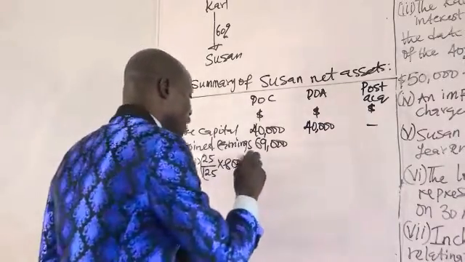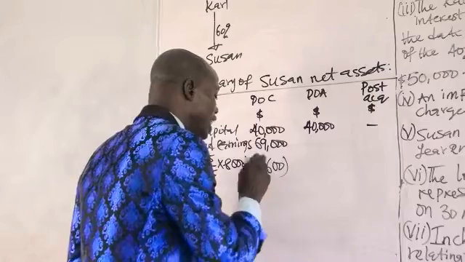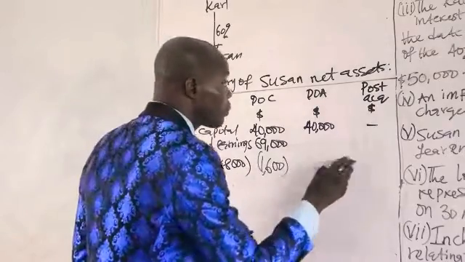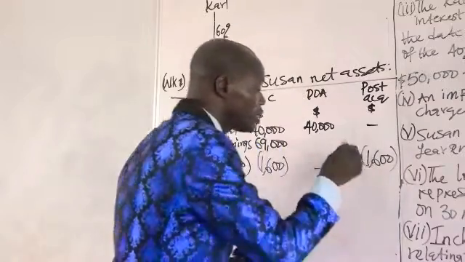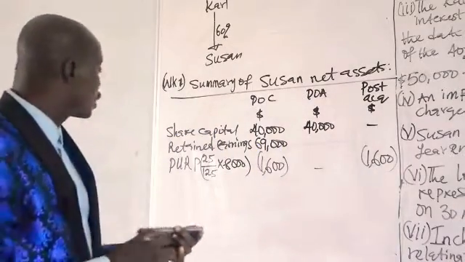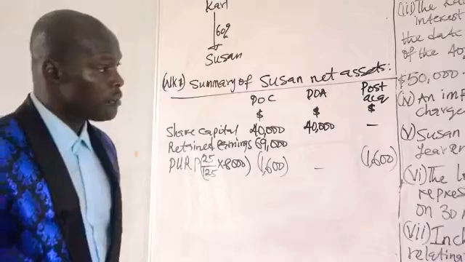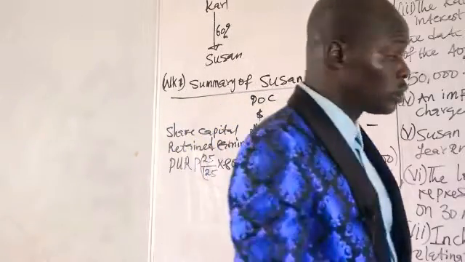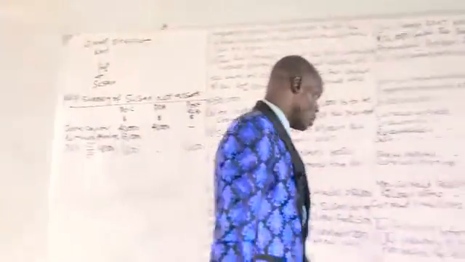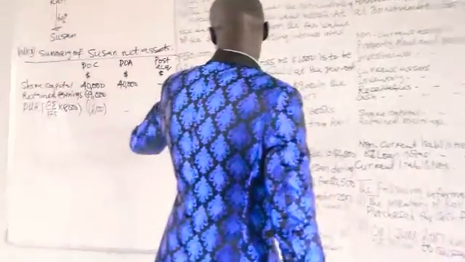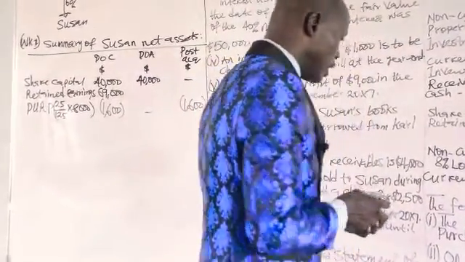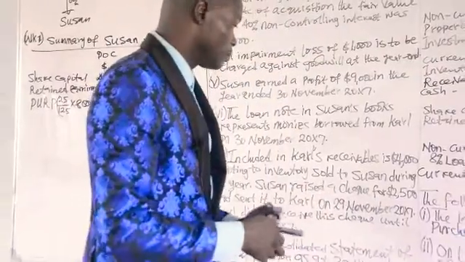That will give us 1,600. You are deducting the unrealized profit from the profit of the seller. That is why we are subtracting that 1,600 from the post-acquisition profit of Suzanne, since Suzanne is the seller. When you are calculating the consolidated inventory, the same 1,600 will need to be subtracted from the consolidated inventory.